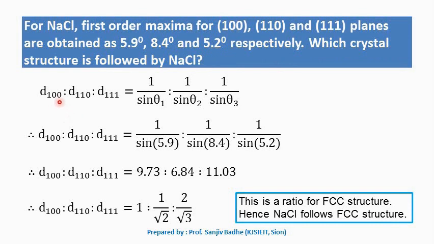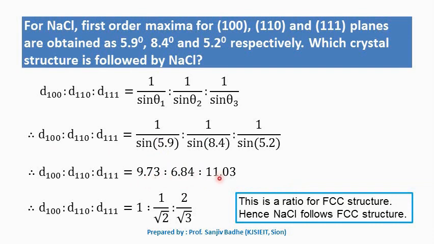So we'll just find out the ratio d100 is to d110 is to d111, that is 1 by sin theta 1 is to 1 by sin theta 2 is to 1 by sin theta 3. Theta 1, theta 2, theta 3, the angles for first order maximum for all these planes, is given to us, and this ratio is obtained as 9.73 is to 6.84 is to 11.03.